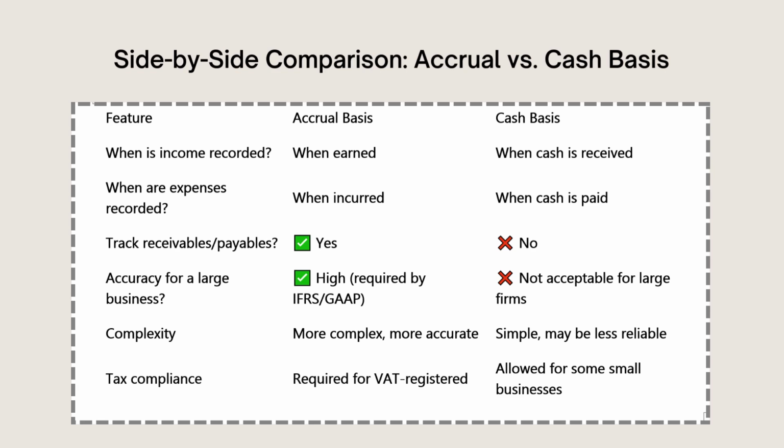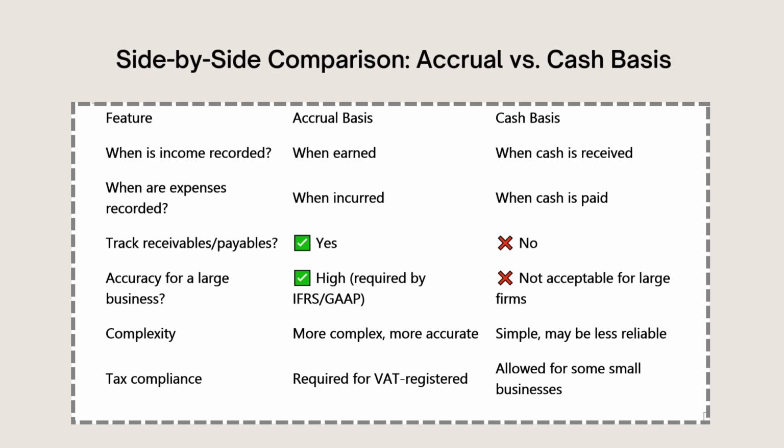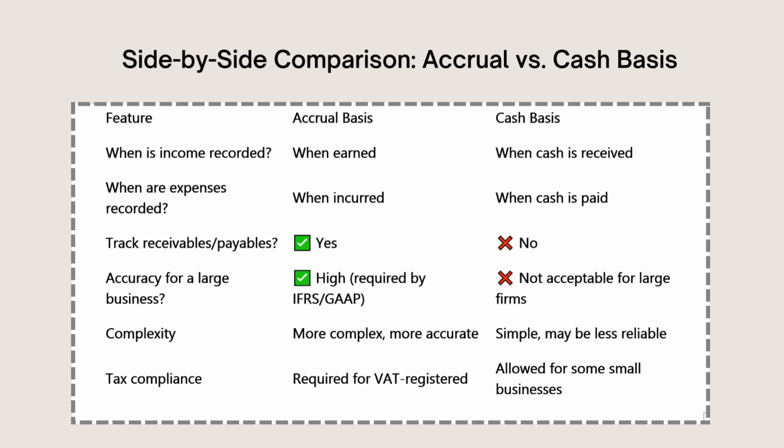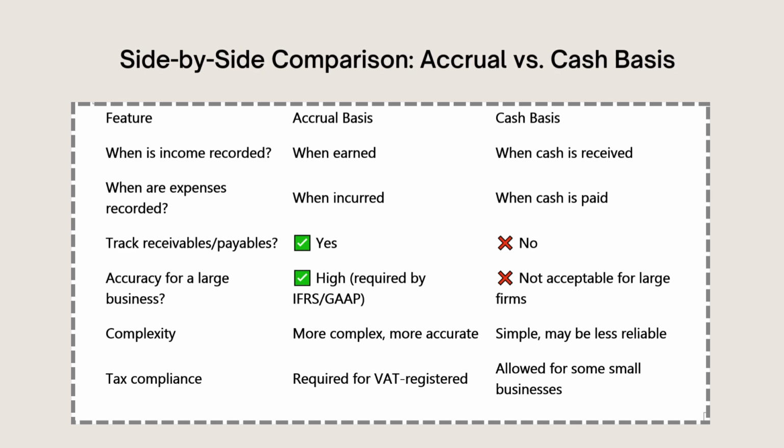Third, does it track receivables and payables? Accrual basis, yes. It tracks both what customers owe you and what you owe to others. Cash basis, no. It doesn't record anything until the cash is received or paid. Fourth, how accurate is it for large businesses? The accrual method is highly accurate and is required by international standards such as IFRS and GAAP. The cash basis is not acceptable for large firms because it can leave out important financial obligations.